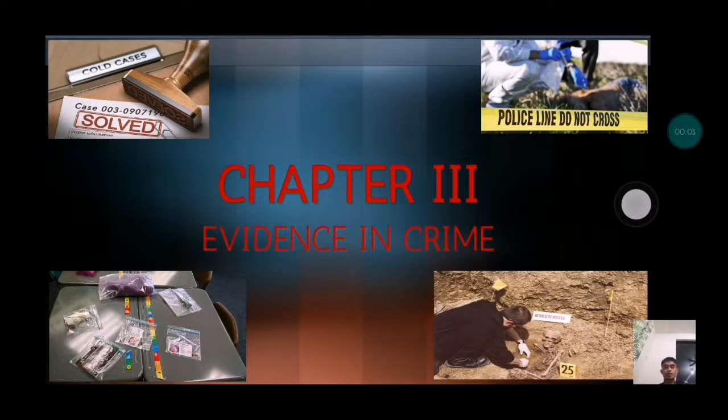Today I will discuss Chapter 3, entitled Evidence in Crime. This chapter presents the importance of criminal evidence, types of evidence, and proper preservation of evidence. It also includes the proper collecting, marking, tagging, and preserving of the collected pieces of physical evidence. Evidence is very important to solve a crime.